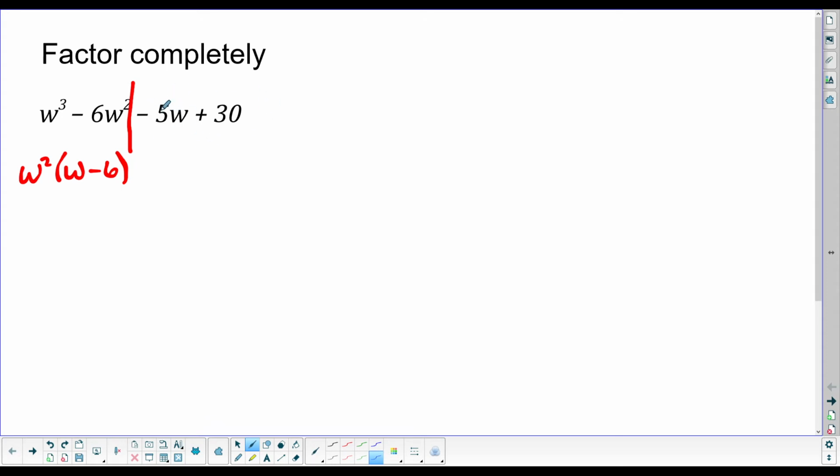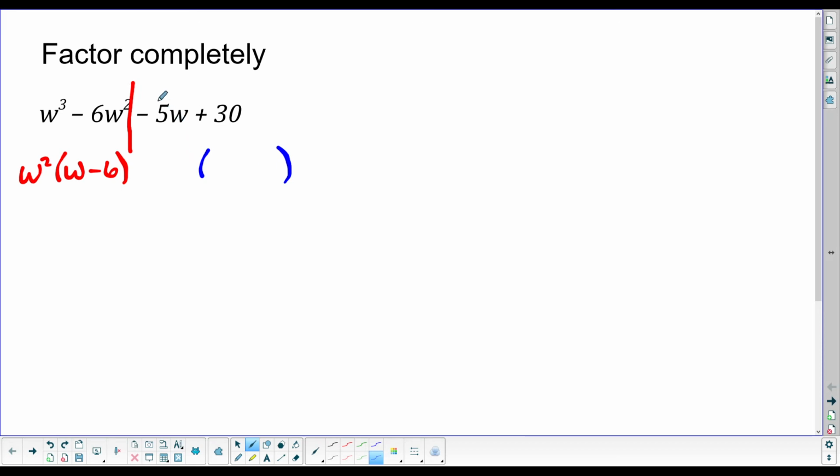And so what I want to do is see again if there are any common factors here. What I'm hopefully going to see is that I'm going to have some number here, and another W minus 6 inside of here. That's what I want to see.